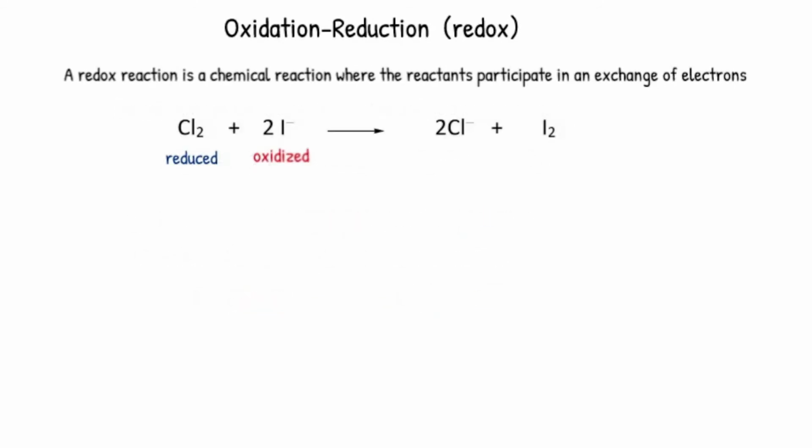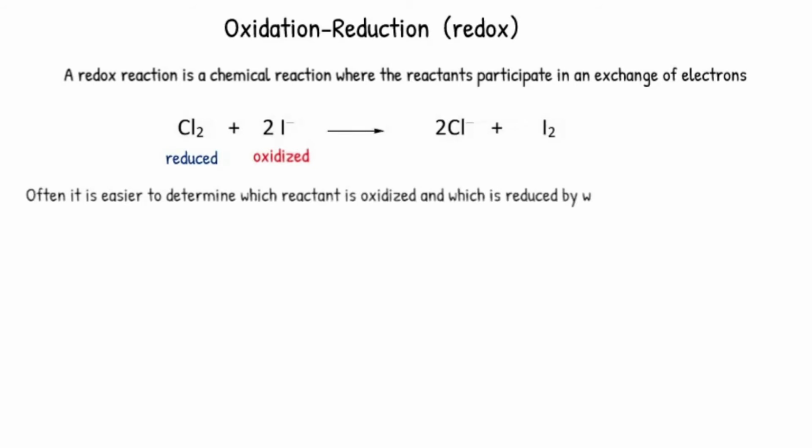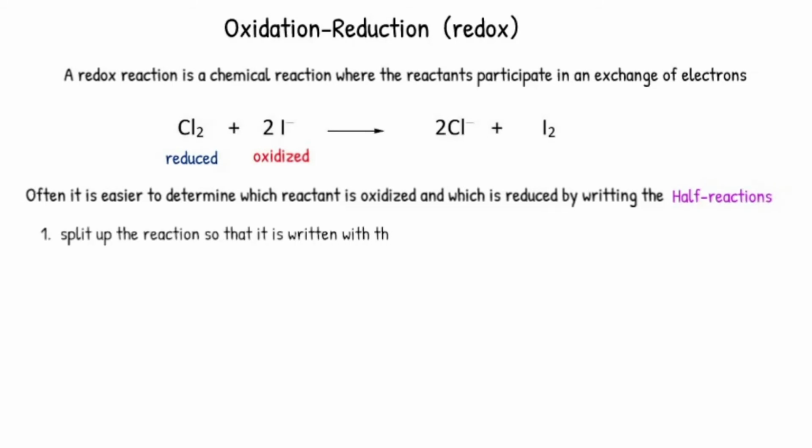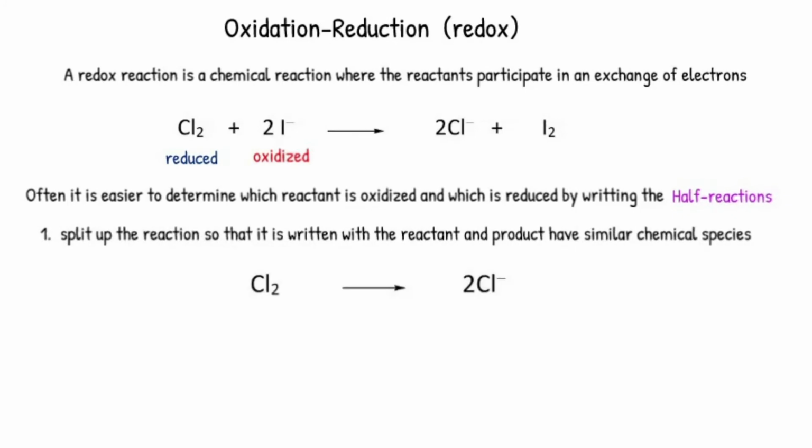For the reaction between chlorine and iodide, where chlorine was seen to be reduced and the iodide I- is oxidized, here's an explanation of the results. Often, it is easier to determine which reactant is oxidized and which is reduced by writing the half reactions. To do this, step 1 is to split the reaction up where only the chemical species are similar. Cl2 goes to 2 Cl-. The 2 I- goes to I2.